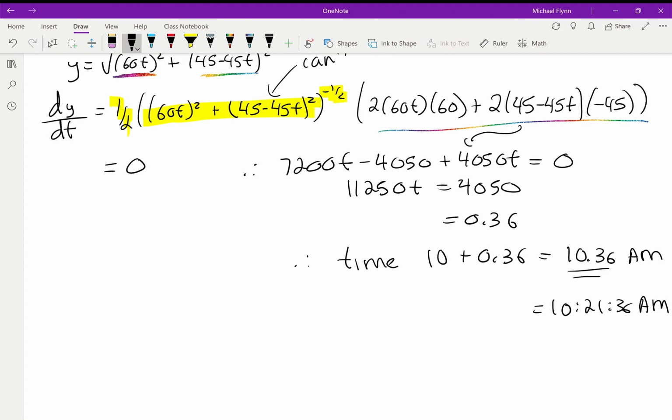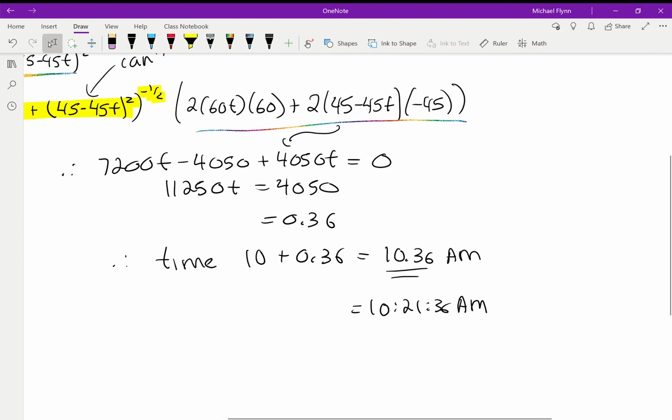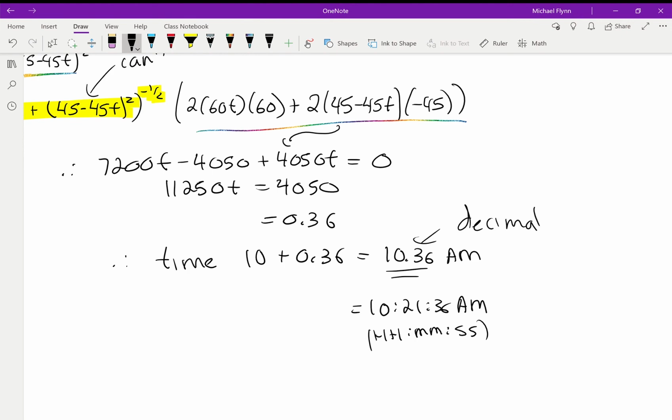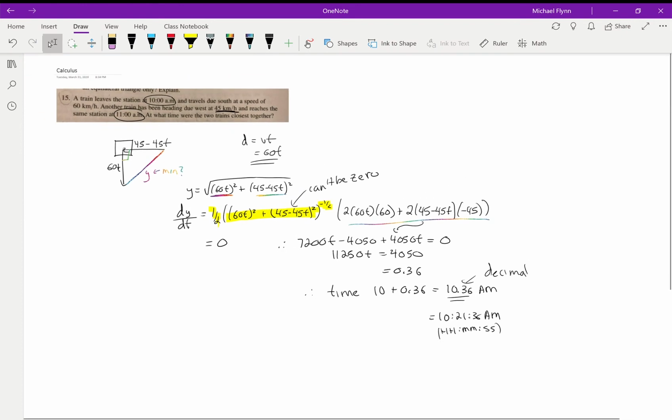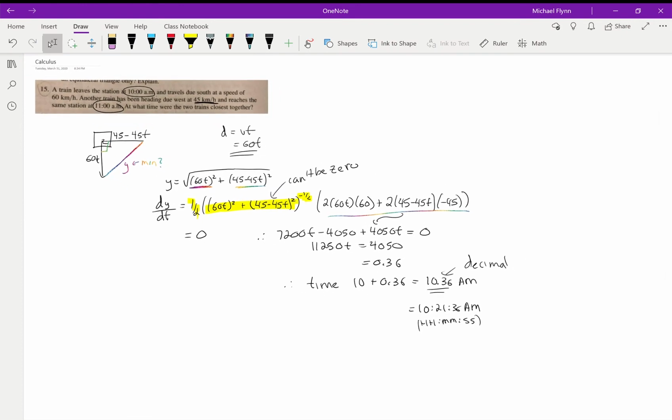So it's actually 10:21 a.m. in hours, minutes, and seconds, right? So this is hours, minutes, right, and seconds, like this, okay? And this is written as a decimal. There you go, magical. See that? That's how you do it. That is calculus old school, yo.